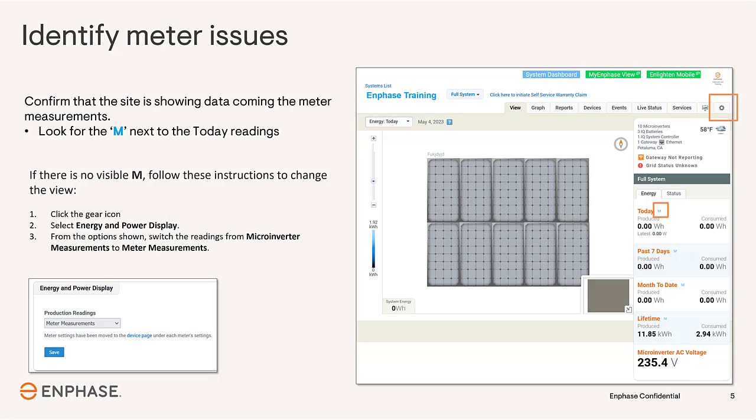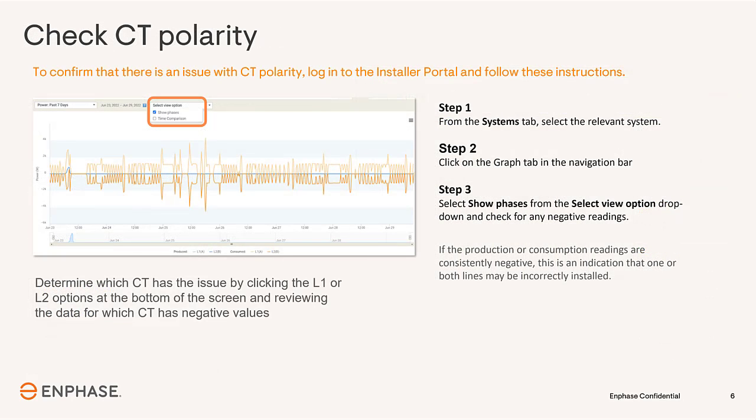Navigate to the gear icon in the upper right of the screen and then scroll down to the Energy and Power Display section and use the drop-down to select the Meter Measurements option. Once selected, navigate to the Graph tab. On the Graph tab, use the drop-down and select the option to Show Phases. Review the graph and look to see if any readings are showing a negative value.